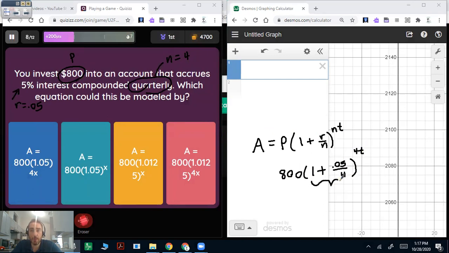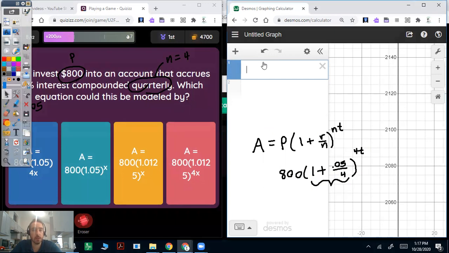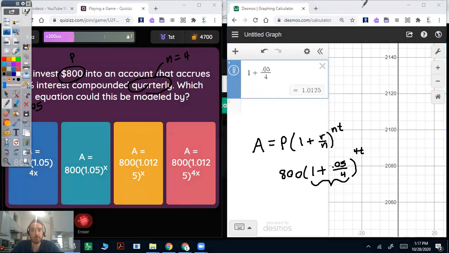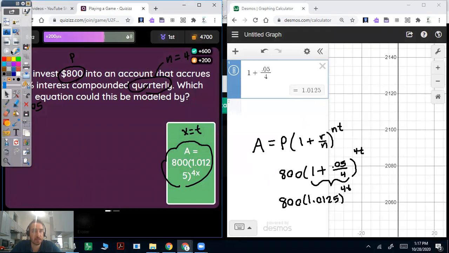So let's figure out what that number is. 1 plus 0.05 divided by 4. You get 1.0125. So 800 times 1.0125 to the 4t power. Well, which one is that going to be? 800 1.05, 800 1.05, 800 1.0125 to the x, or 800 1.0125 to the 4x. And that x would be our t in this case. So x equals t. It looks like it's going to be this one right there. Let's pick that. Heck yes, we got it.